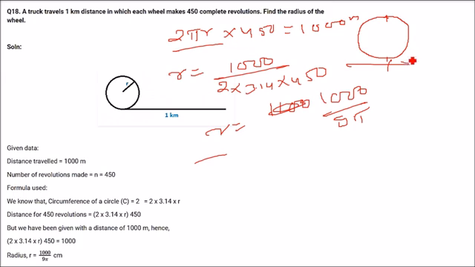I hope you got the idea, because in 1 turn it covers the circumference, and it takes 450 turns. So 450 times the circumference, 2 pi r, is equal to 1 kilometer. It is traveling, meaning the distance it has covered from here to here, that is 1000. This is how we find out the r.